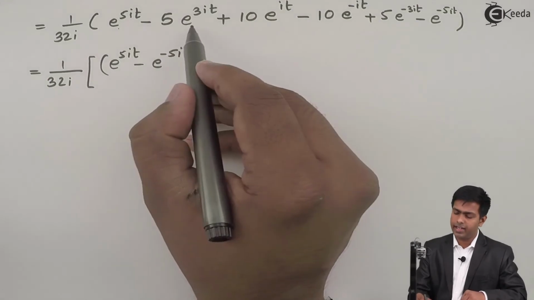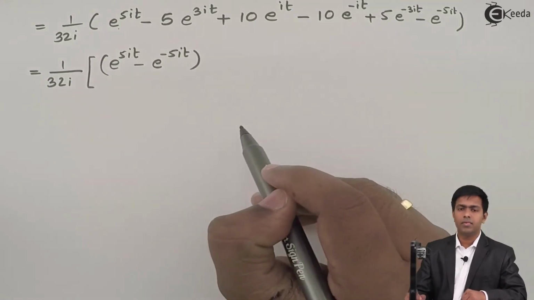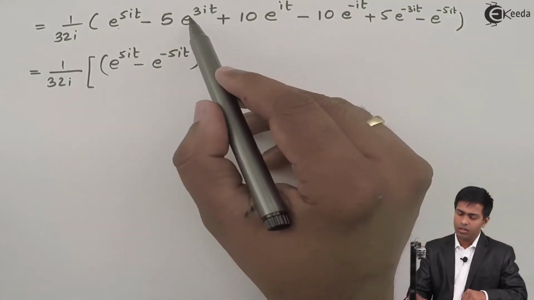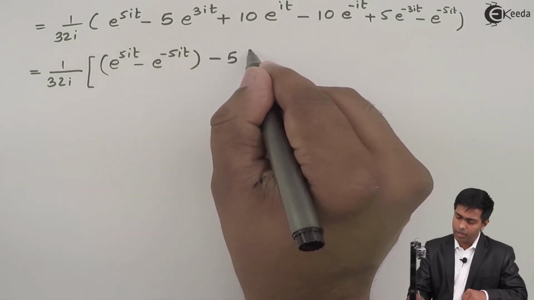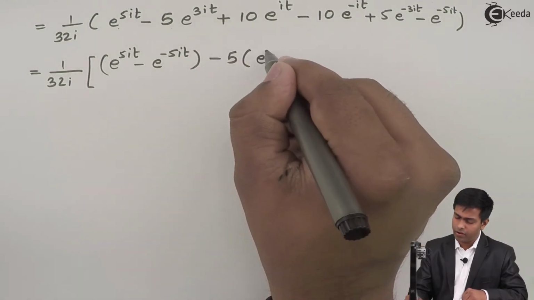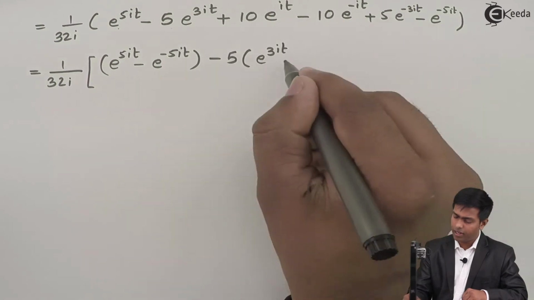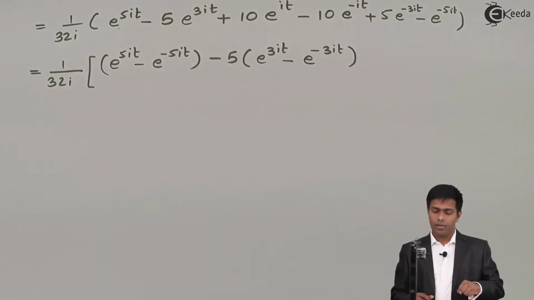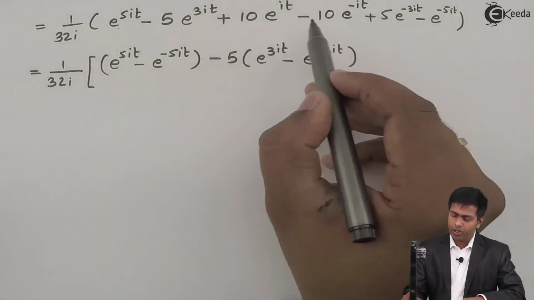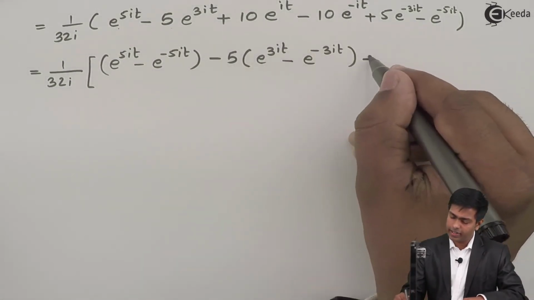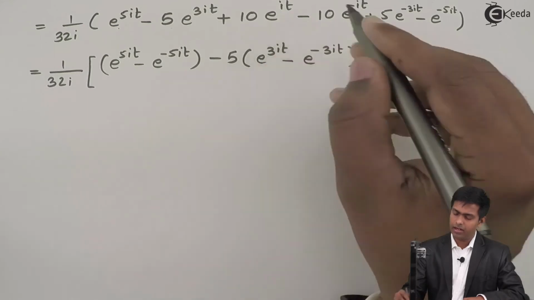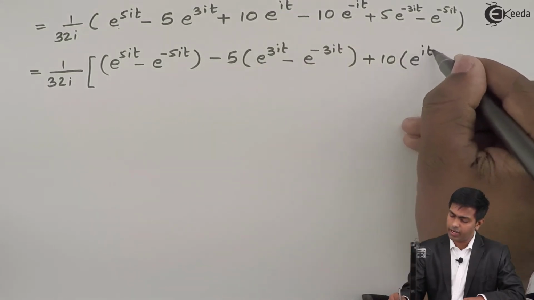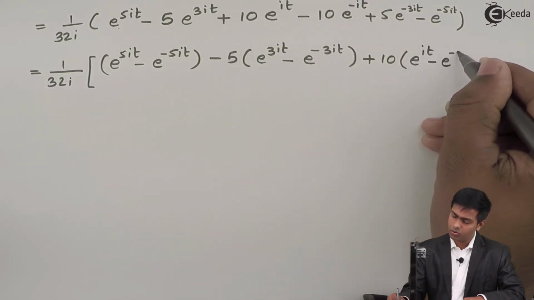Next, see the second term and the second last term. From these two terms, I can take minus 5 common, and from here I'll get positive e raised to 3it, and from here I'll get e raised to minus 3it. Next, the middle two terms. From these two terms I can take 10 common, and I get in the bracket e raised to it minus e raised to minus it.